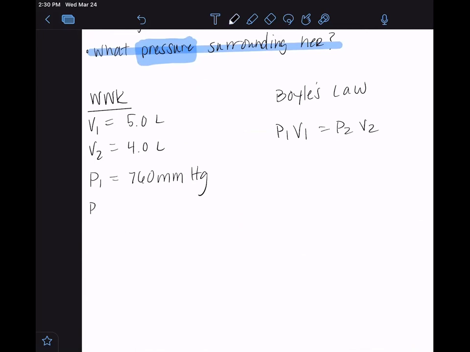Now, I don't know the new pressure, the second pressure. That is the unknown. So I have to first isolate P2. To do that, I'm going to divide by V2. So now my new equation is going to be P1 V1 over V2 equals P2. Okay? So now you can go ahead and solve it.